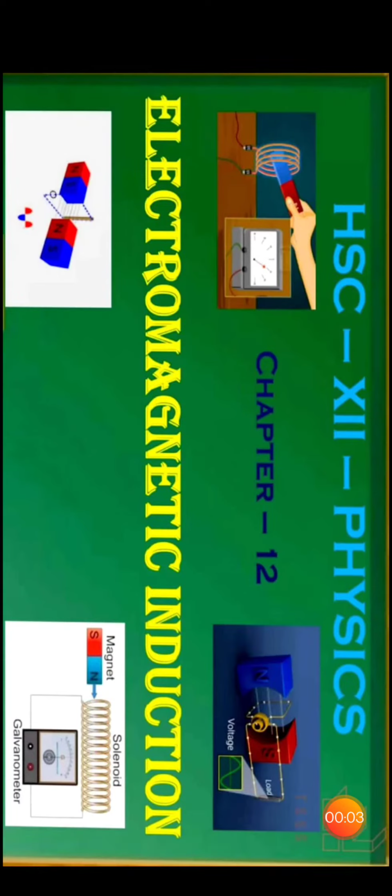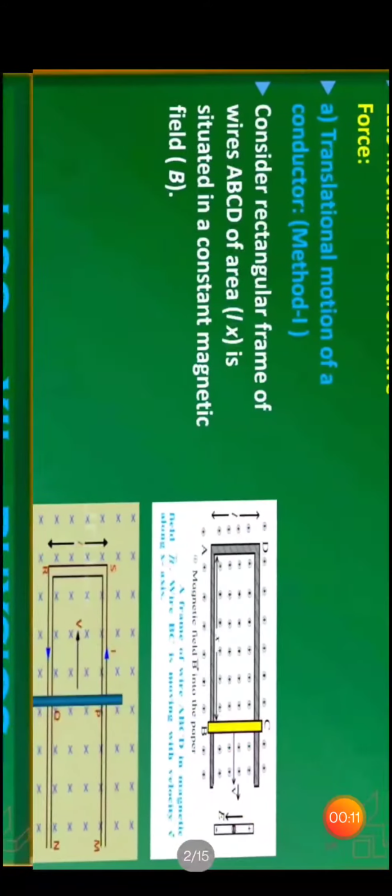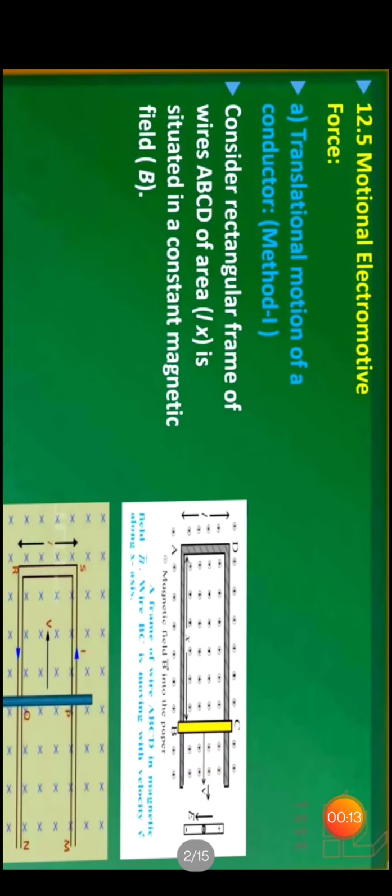Good morning, friends. In our chapter number 12, Electromagnetic Induction, we have studied a new topic, Motional Electromotive Force. Here, the first is translational motion of a conductor. Consider a rectangular frame of wire ABCD of area Lx situated in a constant magnetic field B. It is as shown in figure.